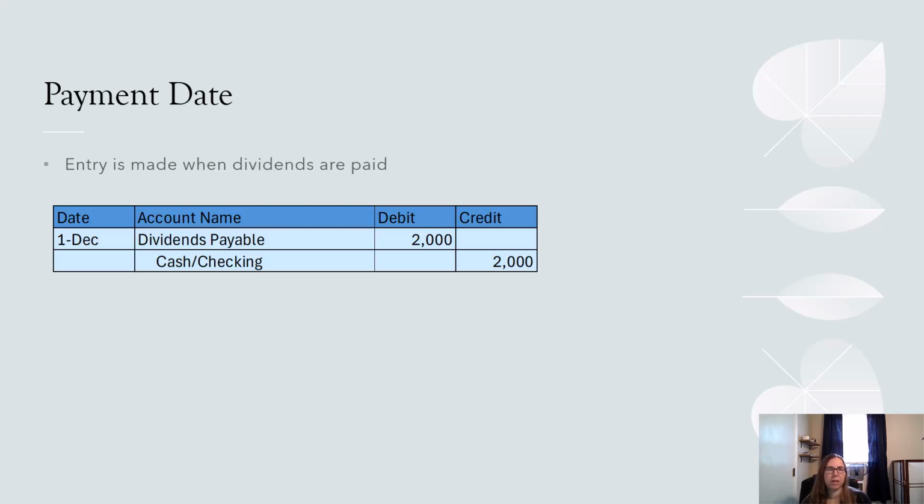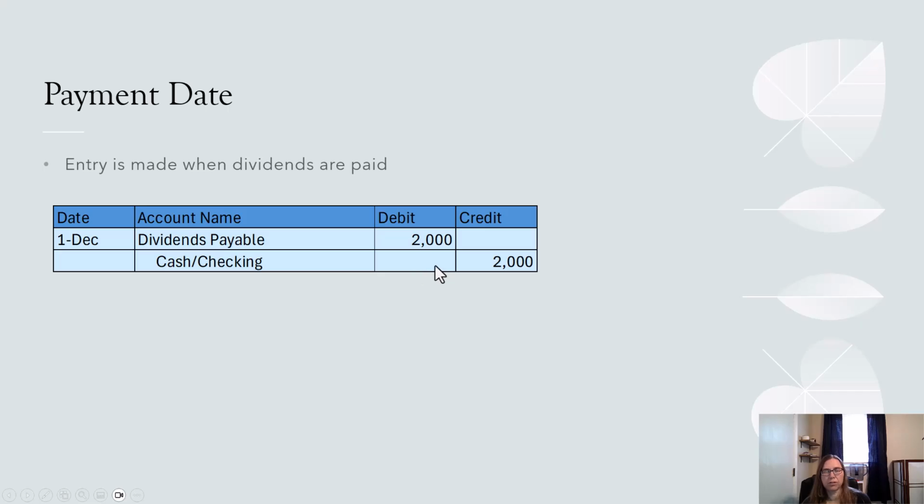And then you would have the payment date, when the dividends are actually paid. And this is going to be a debit to subtract from your payable account. When you owe money, it's a credit to a payable account. When you pay off that debt, it's a debit to offset the credit. So that would be a debit to subtract it back out of the payable, and a credit to subtract from cash or checking, which is an asset account.